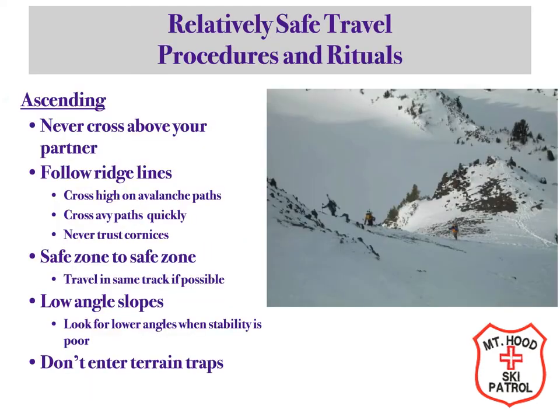So let's discuss more specifically some rules for reducing the risk while ascending a slope. Many of these rules will also apply when descending as well. First, never cross above another member in your party. If you trigger a slide, they may well be in the slide path. As we mentioned previously, follow the windward side of ridge lines. Try and traverse high on ridges well above any potential avalanche paths. And as always, assume all leeward ridges have cornices until proven otherwise.